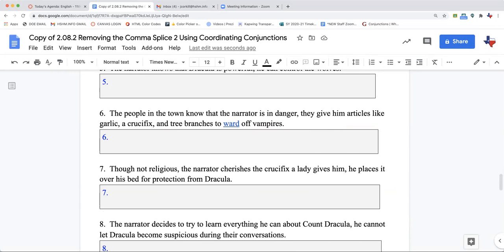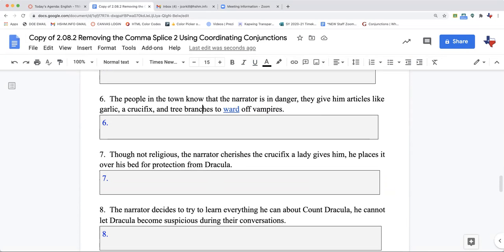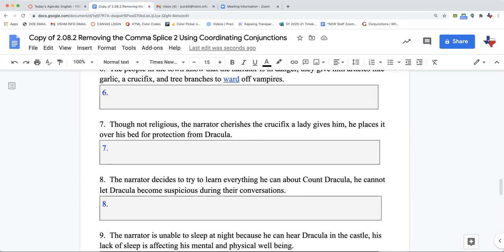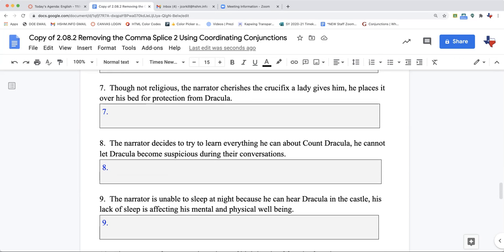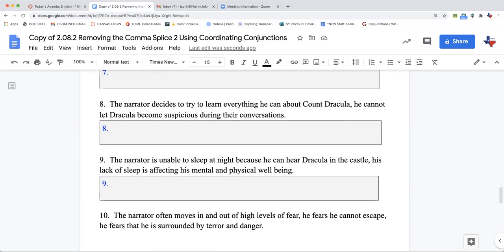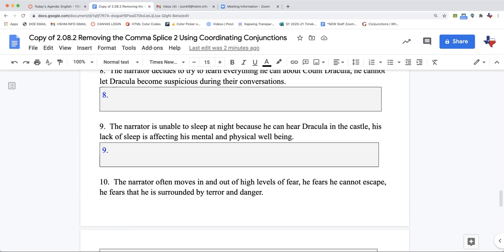They give him articles like garlic, a crucifix, and tree branches to ward off vampires. Ward off means the action or process of guarding. So these items help keep the vampires away. Though not religious, the narrator cherishes the crucifix the lady gives him. He places it over his bed for protection from Dracula. The narrator decides to try to learn everything he can about Count Dracula. He cannot let Dracula become suspicious during their conversations. The narrator is unable to sleep at night because he can hear Dracula in the castle. His lack of sleep is affecting his mental and physical well-being.